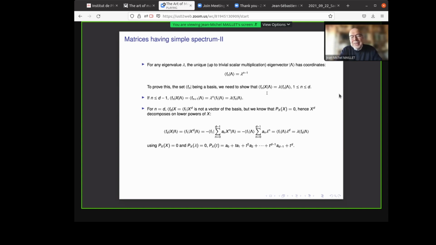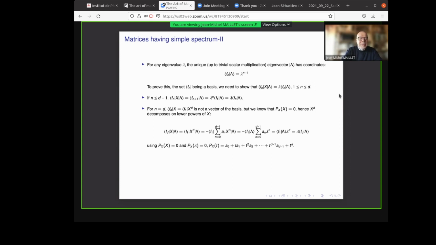unstable connection, I hope you still hear me. Okay, so what you can prove immediately is that to prove that it is an eigenvector, you project on the basis. So if n is less than d minus 1, it's directly, you see, you have to compute fn x lambda. You apply not to the right, because this is what you want to prove, but to the left, you get fn plus 1. So you get lambda to the n, and you prove this equation.